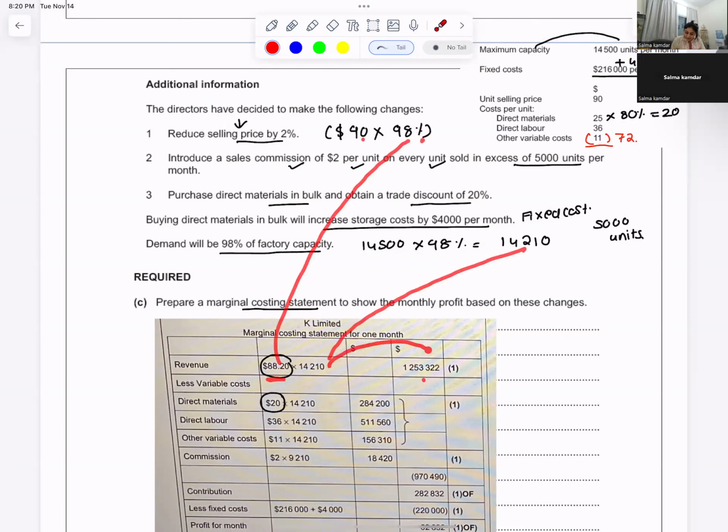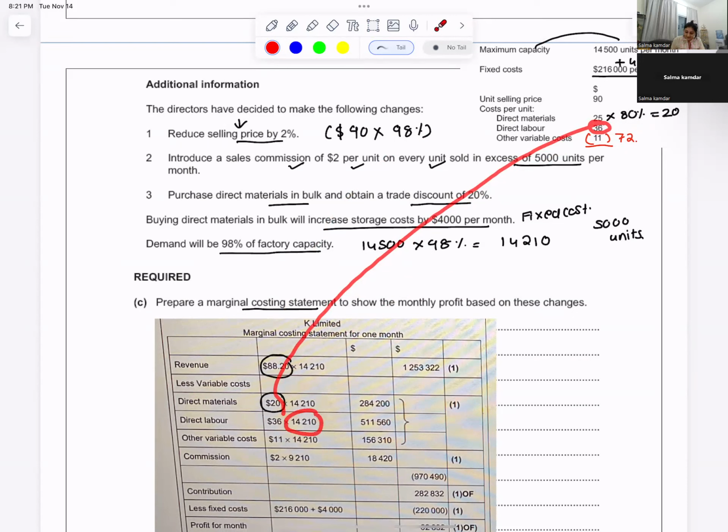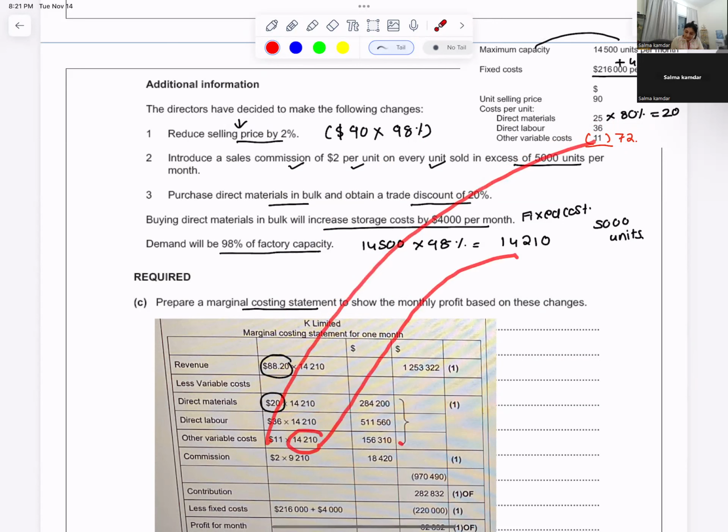So I will get my revenue. Less the variable cost, direct material. Direct material I did, it would be 20 into the capacity. Direct labor, I was not given anything, so direct labor would remain 36 into 14,210 units. So it will become this. Other variable cost, there was no information given to me, so other variable cost would be $11 into my new capacity as per the demand, 14,210.